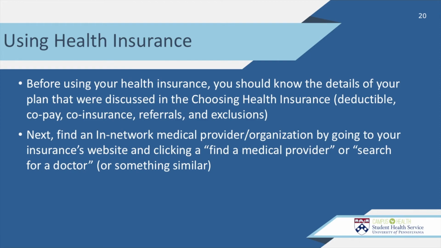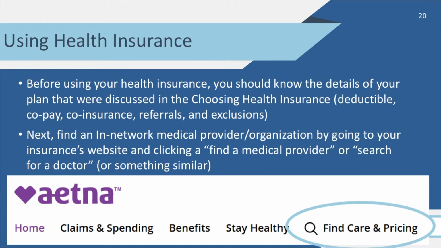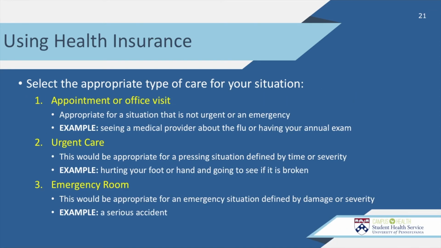Next, find an in-network medical provider or organization by going to your insurance's website and clicking a Find a Medical Provider or Search for a Doctor button, or something similarly worded to that. Again, here's the example of where to click to find an in-network medical provider when using an Aetna insurance like PSIP. A best practice for using health insurance is selecting the appropriate type of care for your situation.